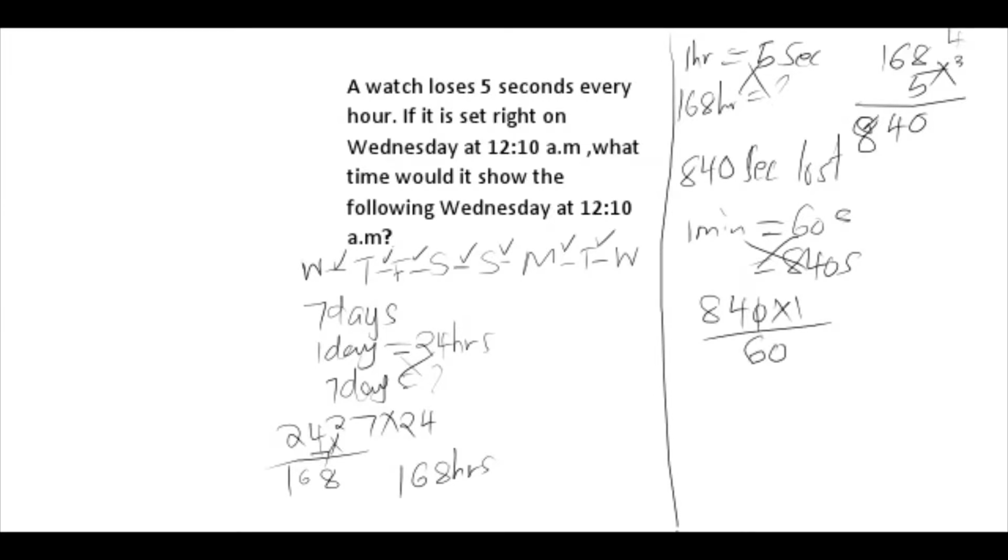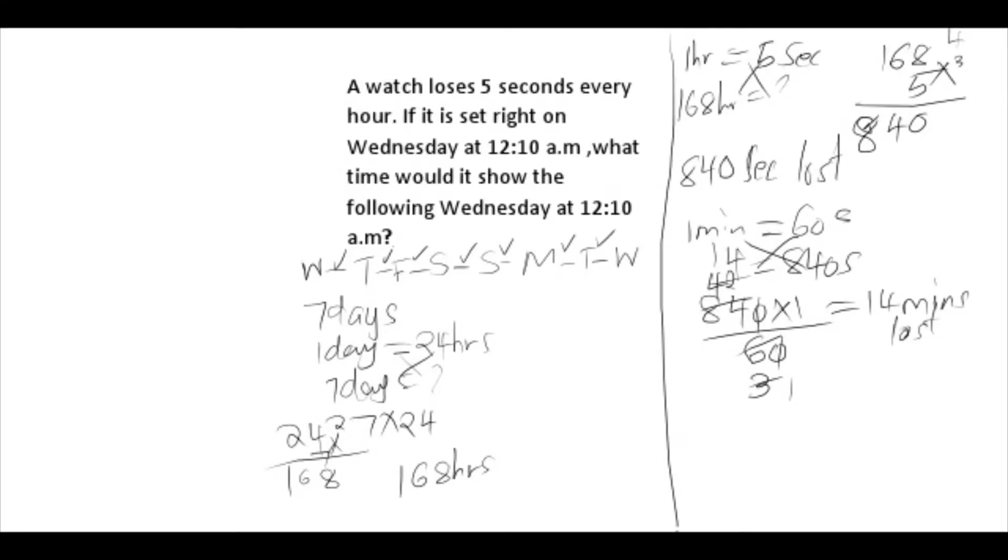So we have zeros and zero cancelling. We have 84 divided by 6. Dividing by 2, 84 divided by 2 is 42, 6 divided by 2 is 3. Dividing by 3, 42 divided by 3 is 14, 3 divided by 3 is 1. So we have 14 minutes lost.